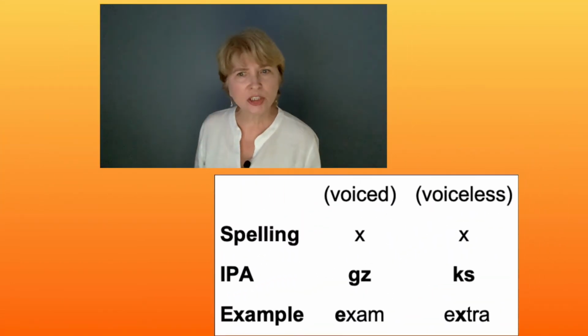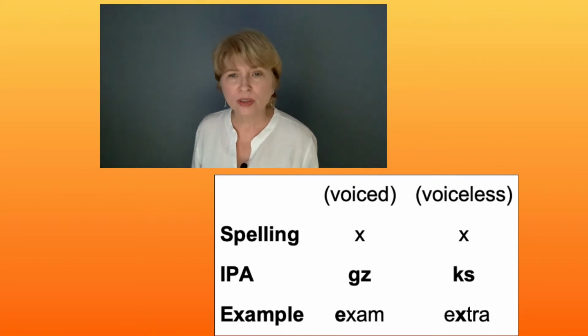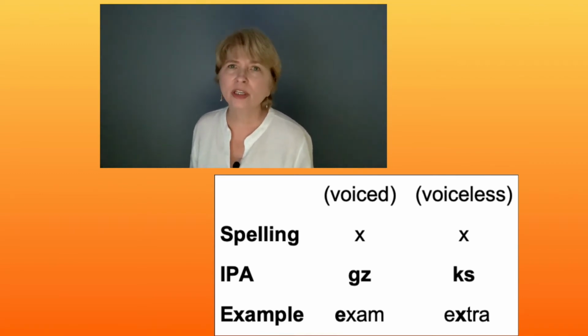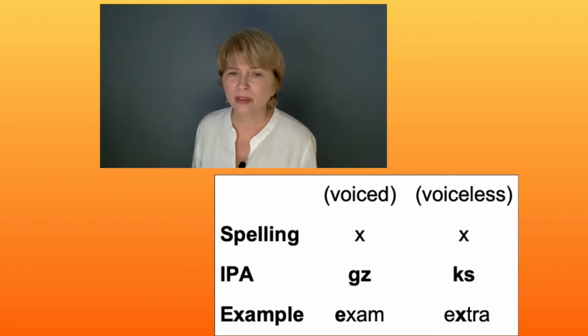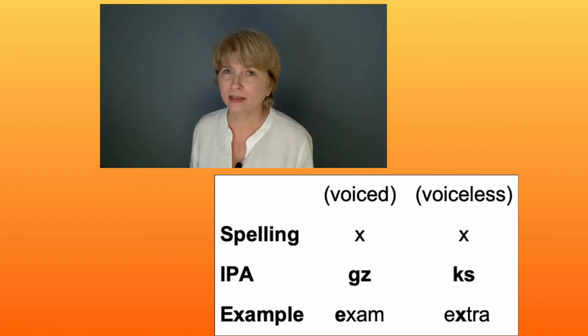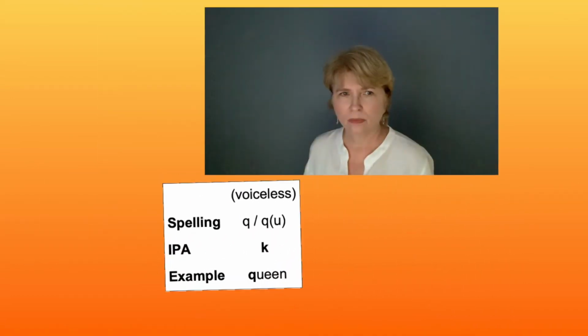Did you know that in English we have two X sounds? It's true. One is voiced and the other is voiceless. Look at the IPA. The voiced X sounds like gz, gz, exam, exam. Now look at the voiceless X. It sounds like ks, ks, as in extra, extra.